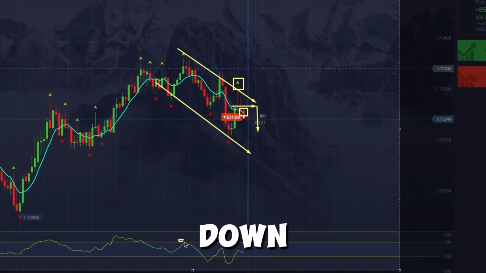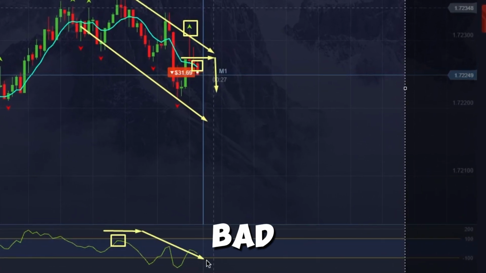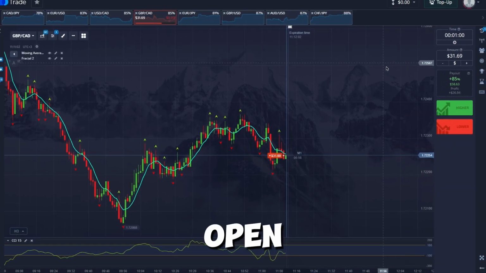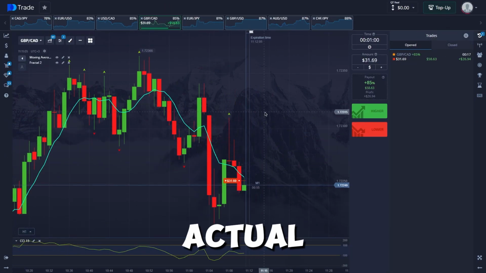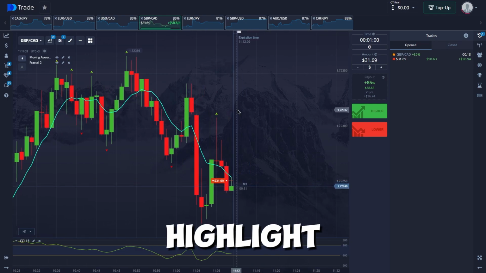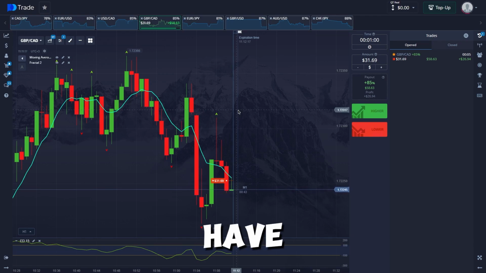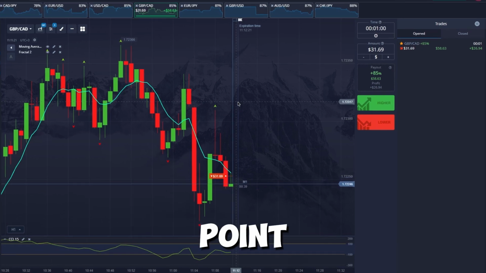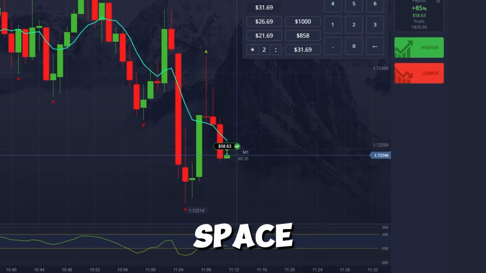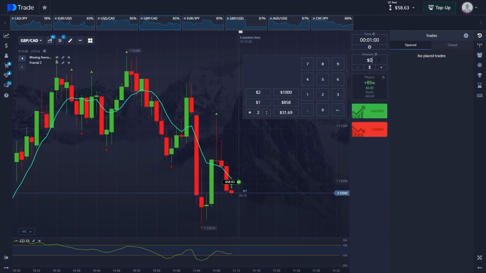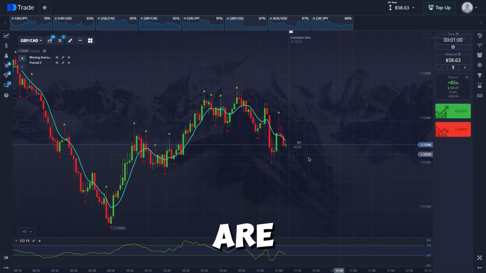Here we open a down trade. Not a bad entry into the trade. We open in the direction of the actual trend. Let's highlight the working area and look at the underlying dynamics. We have a localized high point update, a hangout space above the recent high. We understand that the dynamics are downward.